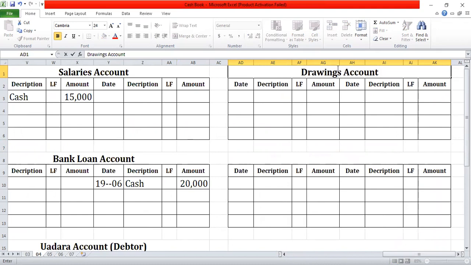Drawings account. Drawings is an equity account. It is not an expense. Most of the students recognize this account as an expense, but it is not an expense. Debit the drawings account, right? 6,000. The date is 29 June.